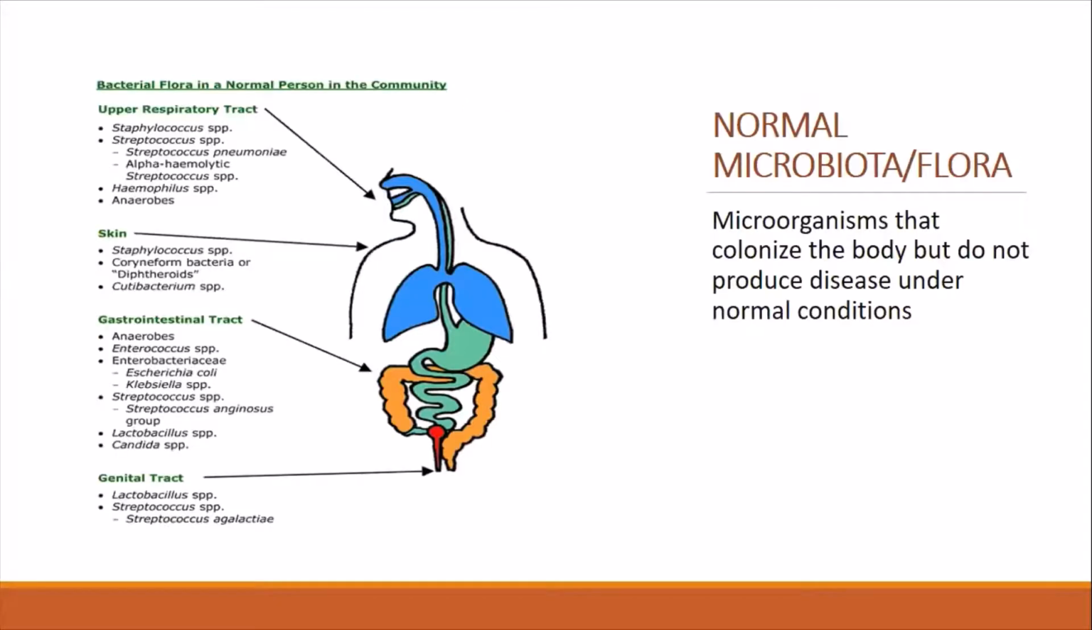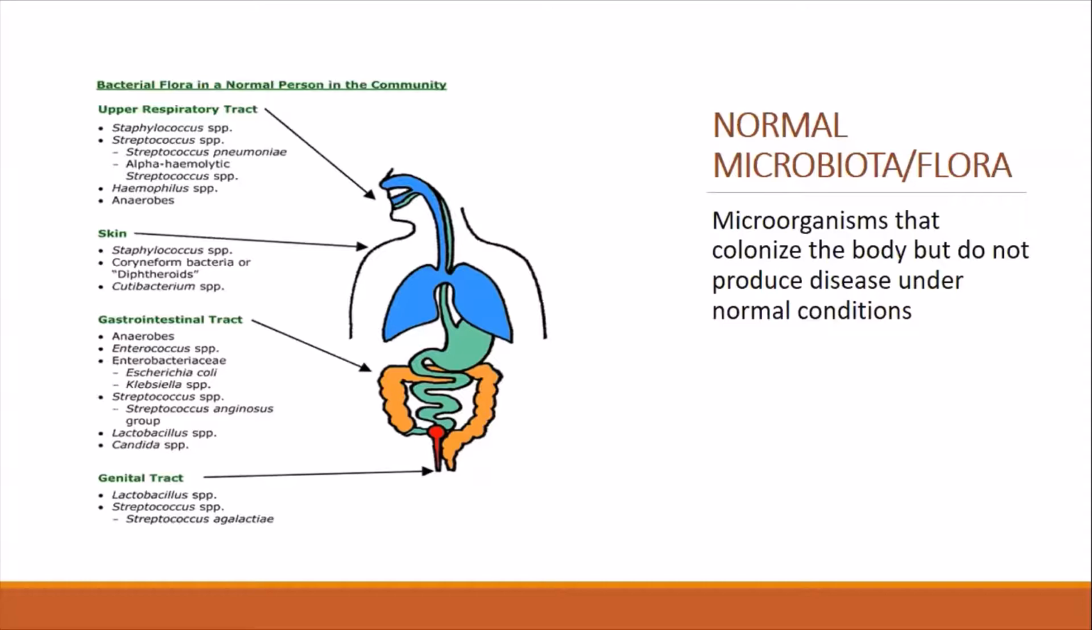So this is the normal flora or microbiota. I think I mentioned this to you guys before. These are microorganisms that naturally colonize the body but do not produce disease under normal conditions. You have your staphylococcus, which is found in your upper respiratory tract, your streptococcus, your haemophilus, and on your skin you have staphylococcus. Staphylococcus is one of your normal microflora, but it can cause hospital diseases as well.